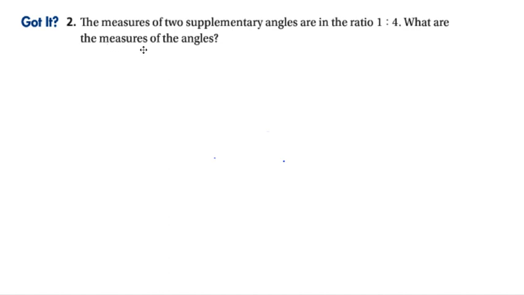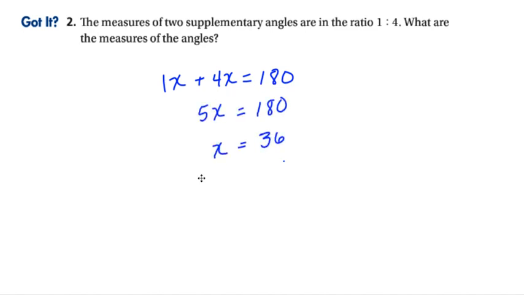Alright, it says the measures of two supplementary angles are in the ratio of 1 to 4. What are the measures of the angles? Well, we're going to set up that variable, 1x plus 4x. Supplementary means they add to 180. So adding those together, we get 5x equals 180, or x is equal to 36. So to find the measures of the angles, we have to actually substitute in. So one of them was the ratio of 1x, so one angle is 36 degrees. But then the other one we need to actually multiply by 4.